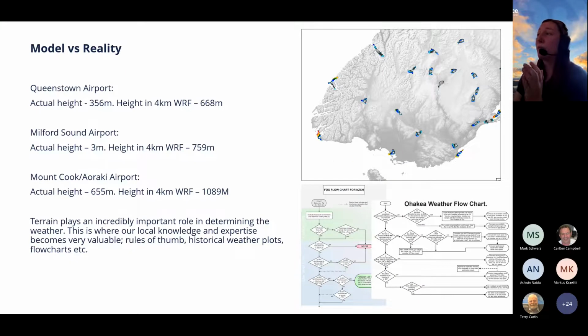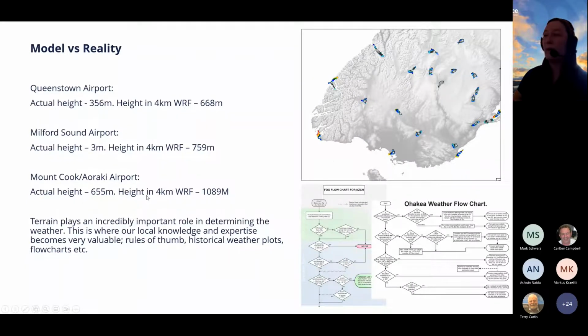So for some examples, Queenstown Airport sits at about 356 metres above mean sea level. In the 4 kilometre WRF, it believes that the height of Queenstown is actually 668. Some more examples, Milford sits at 3 metres, but the WRF thinks it's almost at 760. And similarly for Mount Cook.